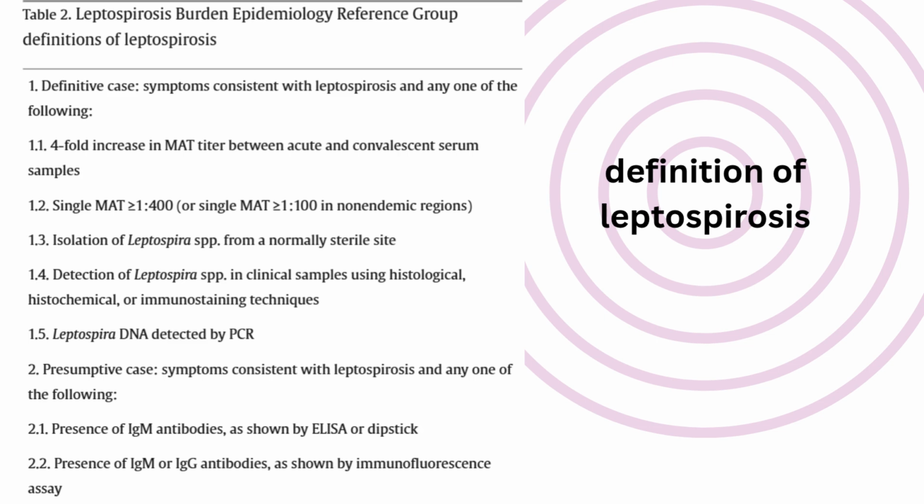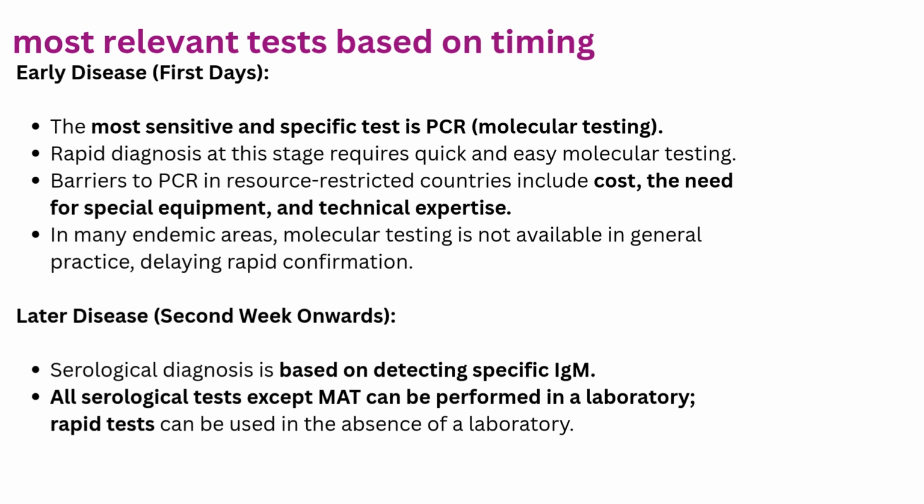Detection of leptospira species in clinical samples using histochemical or immunostaining techniques. We also have DNA of leptospires detected by PCR. For the presumptive cases, symptoms consistent with leptospirosis and any one of the following. So we have definitive and presumptive. For the presumptive, presence of IgM antibodies as shown by ELISA or dipsticks, and the presence of IgM or IgG antibodies as shown by immunofluorescence assays.